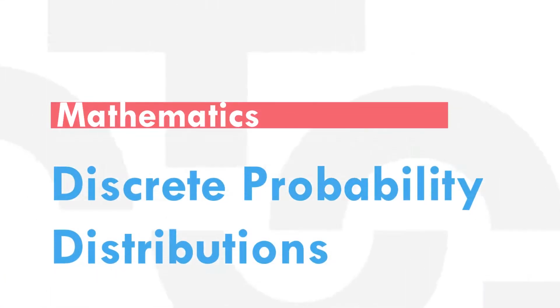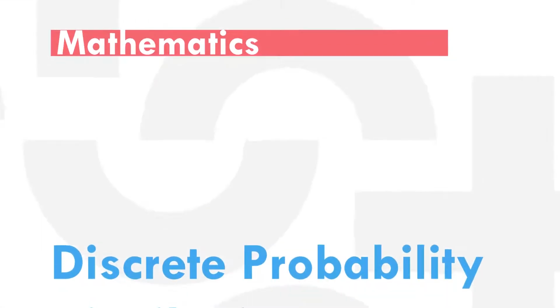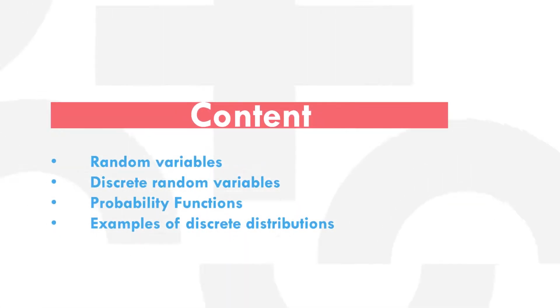This is an introductory video on discrete probability distributions. I've divided this video into sections so you can scroll to the section you're interested in, but as a guide, we'll be discussing what random and discrete random variables are, probability functions, and then looking at a few examples.